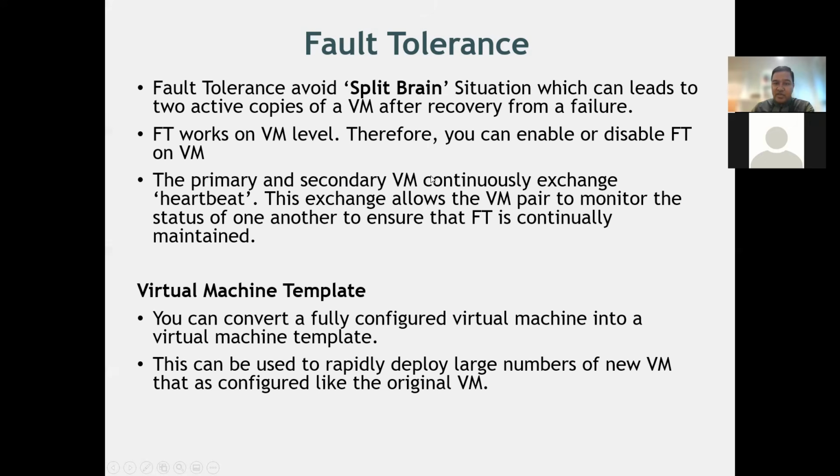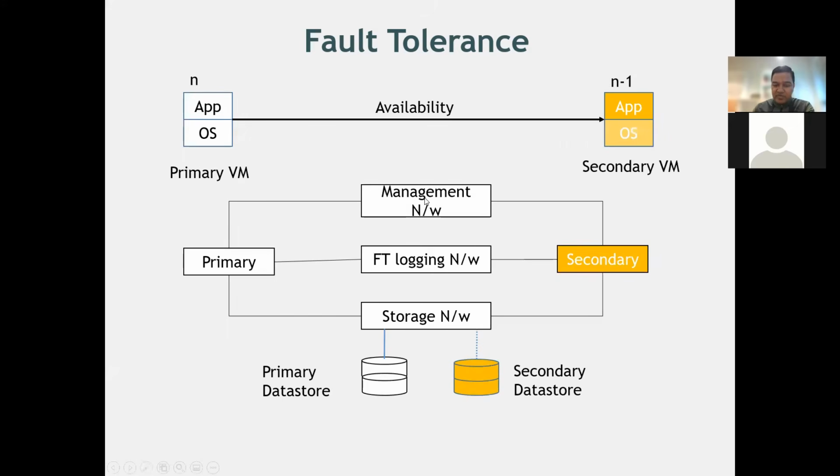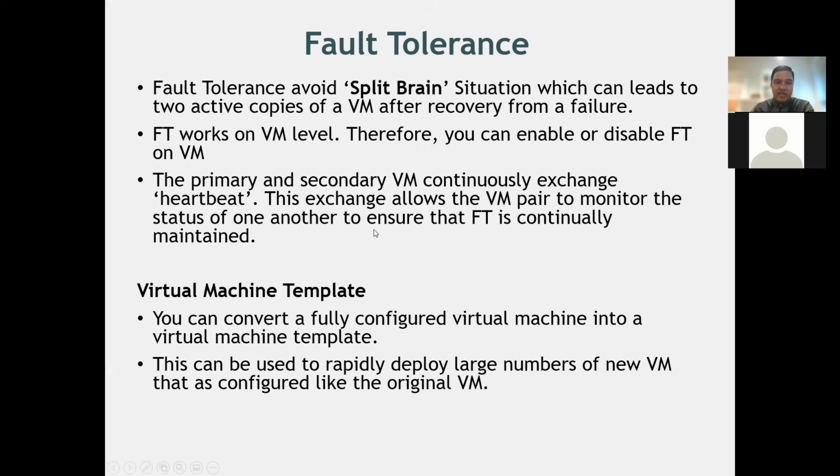Primary and secondary VMs will continually exchange the heartbeat via this management network, not directly. This exchange allows the VM pair to monitor the status of one another to ensure that fault tolerance is maintained continually. So this is a small overview of the key aspects of how fault tolerance is maintained.